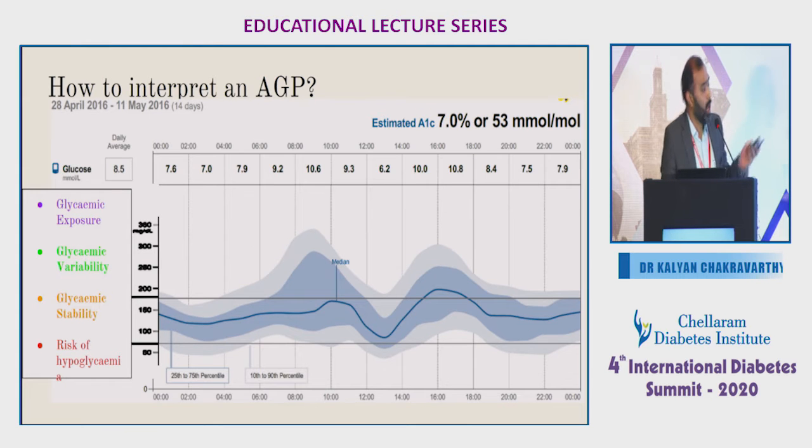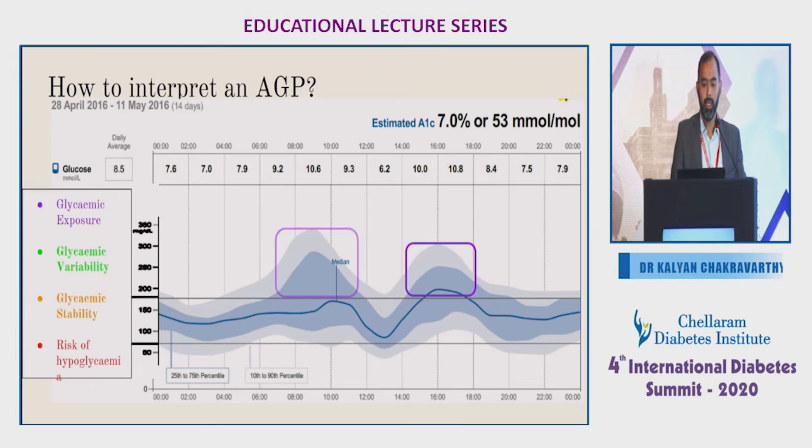So how to interpret? So that's how an AGP looks like, but how to interpret an AGP? There are 4 parameters we have to take into account. First is the glycemic exposure. The glycemic exposure is simply how high the sugars are above your target line, which is 180. At 2 particular points of the day, predominantly after breakfast and after lunch, this particular patient has a higher glycemic exposure.